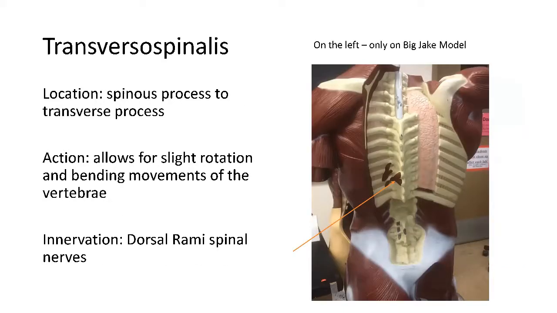Transversospinalis is seen on a different model. This model's name is Big Jake. He's huge. His head is missing because it fell off and broke Dr. Burns' hand. I'm not kidding. So we don't put the head back on Big Jake.